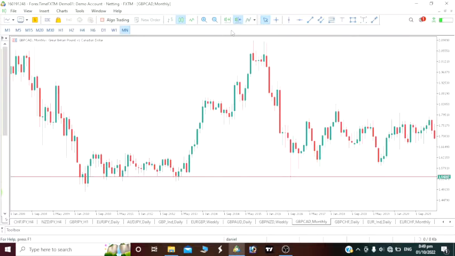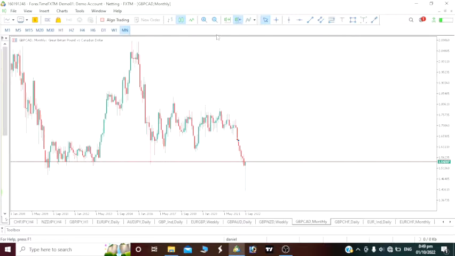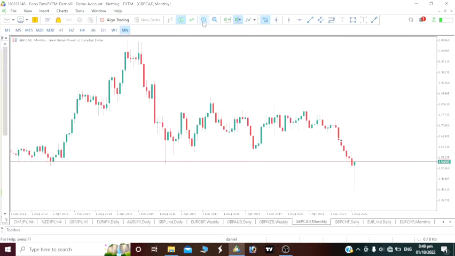Now we will be looking at GBP CAD and GBP Swiss franc for this week. In order to be able to predict this price properly, to be able to understand this movement, I want us to start with our GBP CAD on the monthly time frame. So here we have the monthly time frame.